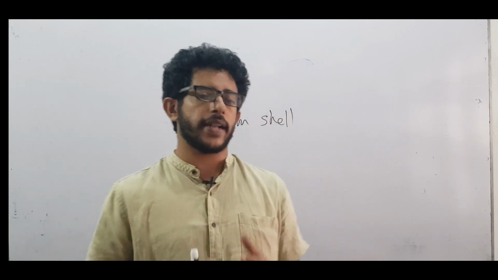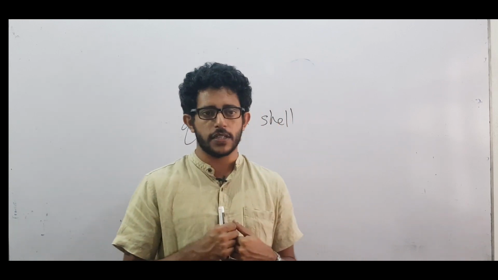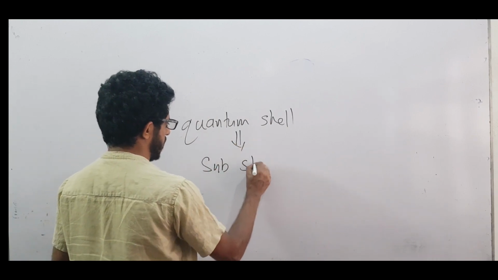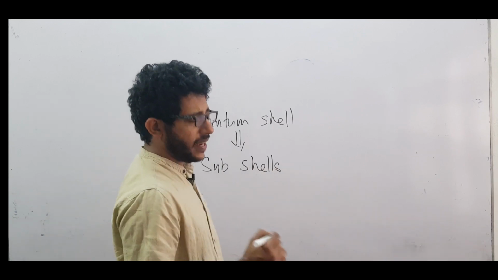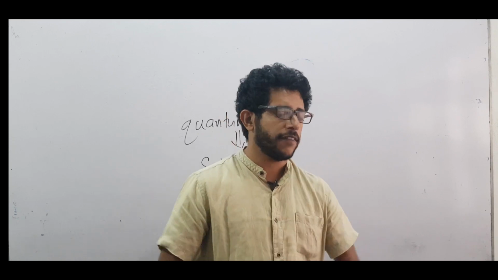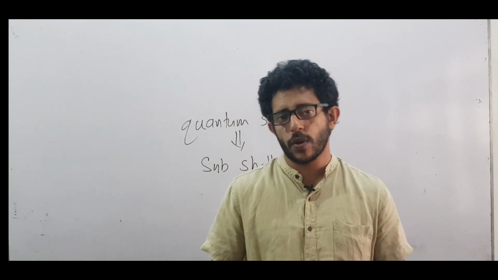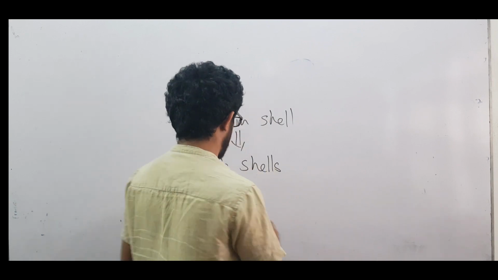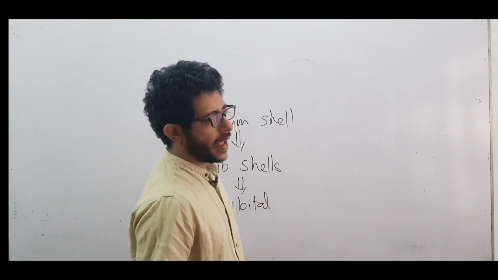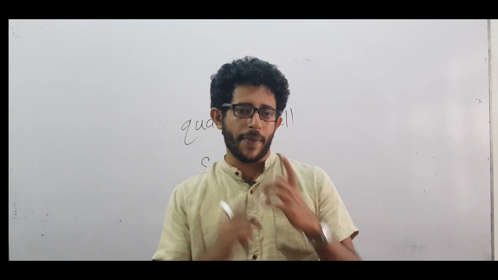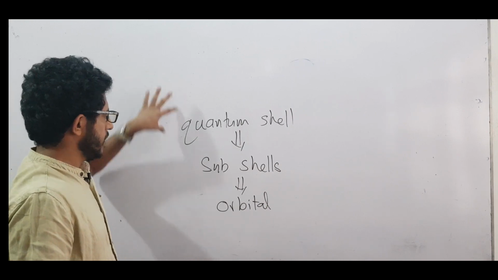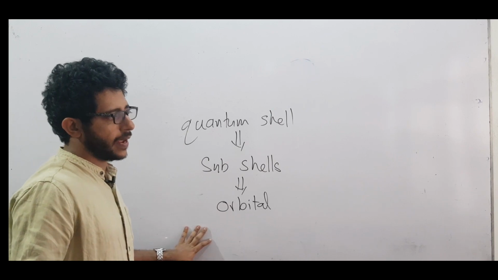So subshells are inside the main energy levels or inside the quantum shell. Each quantum shell has sub energy levels or subshells, and inside each subshell you have a 3-dimensional space where we can find an electron. That 3-dimensional space where we can find the electron is called an orbital. So that is something like Baker Street. If I go back to that example, a quantum shell is like England, a subshell is like London, and an orbital is like Baker Street.